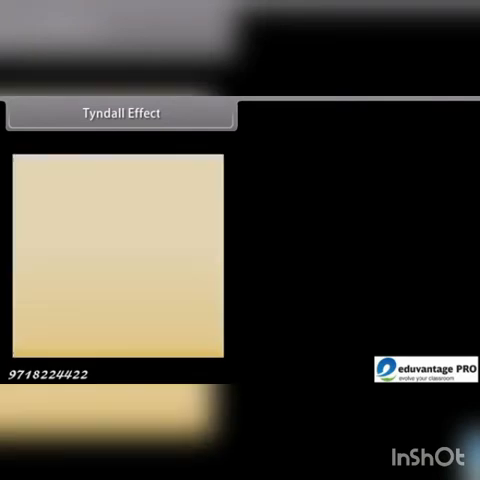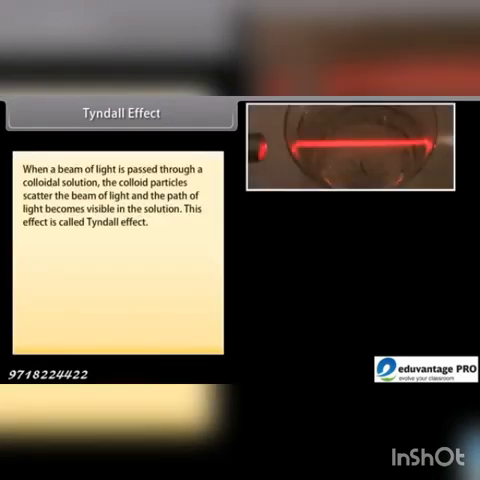Tyndall effect. When a beam of light is passed through a colloidal solution, the colloidal particles scatter the beam of light and the path of light becomes visible in the solution. This effect is called Tyndall effect.